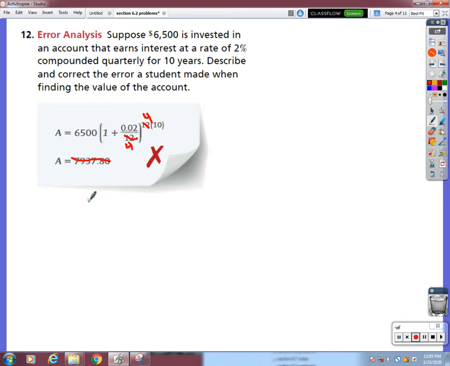So sadly, they won't have quite as much money as they thought they were going to have because they're not putting interest in the account as often as they thought they were. But it's really not going to change by much. I'll put that in there as a 4. And then I'm going to raise that to the 40th power. They would end up with $7,935.16.